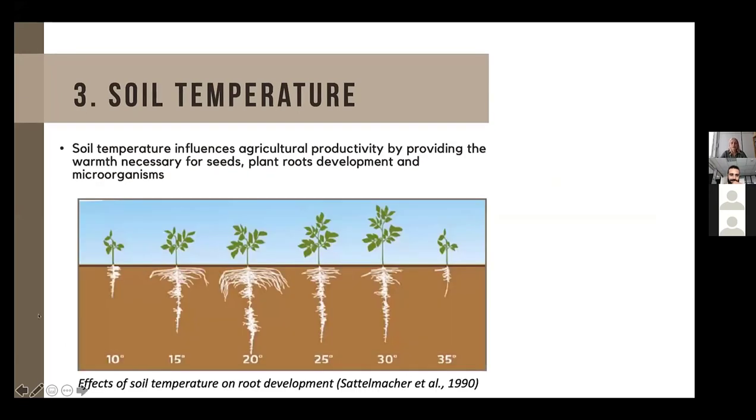Then soil temperature is also a very important factor in crop production, of course, as this provides the warmth necessary for seeds, for germination. It plays a role in plant root development and in the work of microorganisms. As this picture shows, it's very important to moderate the extremes, as too low soil temperature will stop plant root development, but too high soil temperature will also put a strain on the development of roots. So it's very important to balance this.